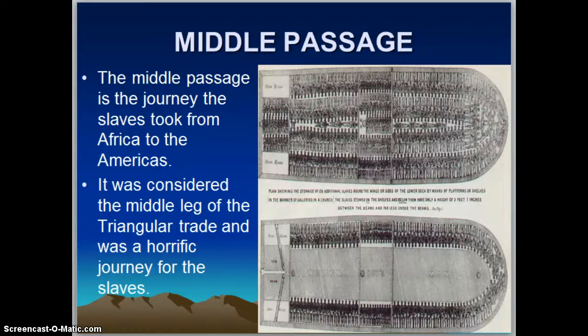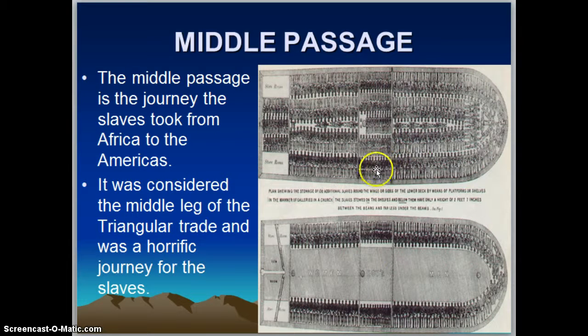Middle Passage. The Middle Passage is the actual journey that the slaves took from Africa to the Americas. So this is when they are packed onto boats and shipped across the Atlantic Ocean. It is considered the middle leg of the triangular trade. It was a horrific journey for the slaves. Take a look at this picture, this diagram. This is an actual diagram of a slave ship.